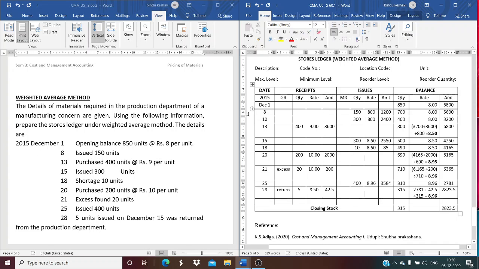Now, the date December 1st, the opening balance 850 units and the rate is 8 rupees per unit, the amount 6,800.